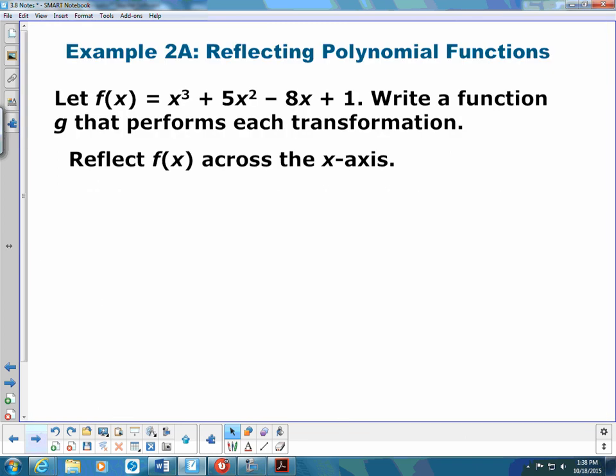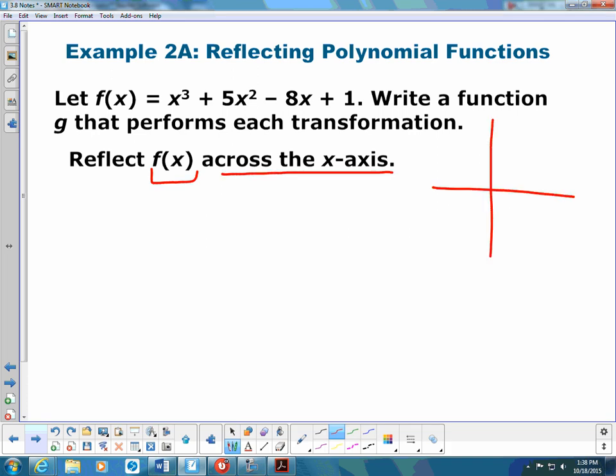All right, so let's try another type of transformation which deals with reflection. And we're going to say in this case that f of x is equal to x cubed plus 5x squared minus 8x plus 1. So I'm going to write a function, g, that performs the transformation here. So this first one is going to be take f of x and reflect it across the x-axis.